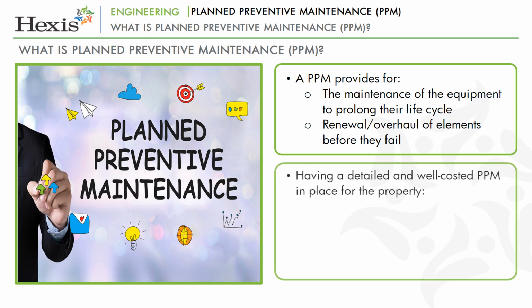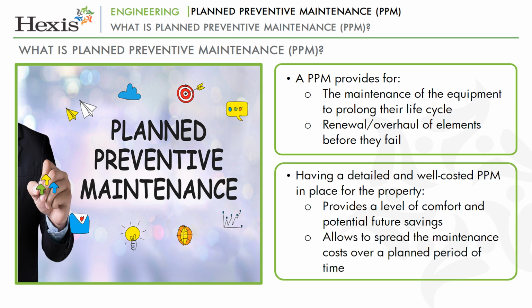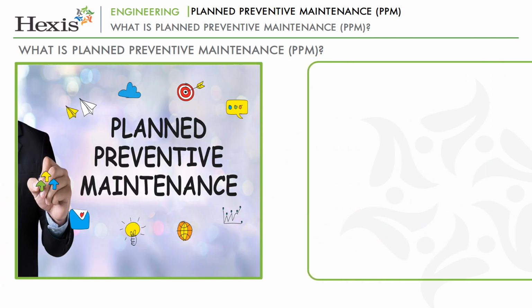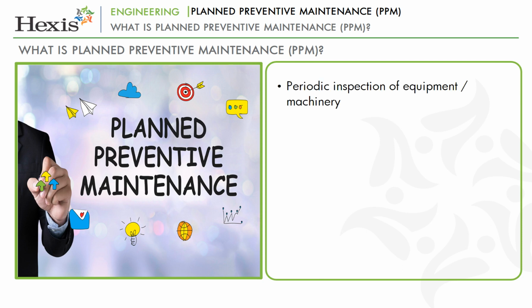Having a detailed and well-costed PPM in place for the property provides a level of comfort, potential future savings, and allows you to spread the maintenance costs over a planned period of time. Preventive maintenance involves the following: periodic inspection of equipment or machinery to uncover conditions that could lead to production breakdown and harmful depreciation. Upkeep of plant machinery to correct such conditions while they are still in the nascent stage.